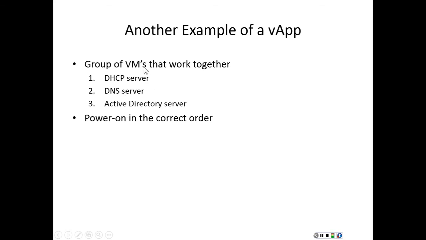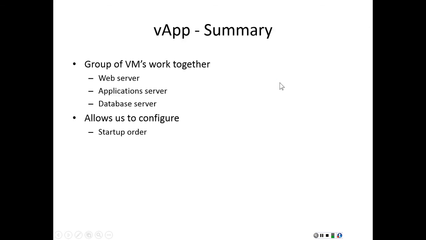Now these are virtual machines that work together, but these are not customer apps, these are infrastructure services, because Active Directory is not going to work without the domain name service server, and the DNS server is not going to work without a dynamic host configuration protocol server. So we set the startup order of DHCP server first, then DNS server, then Active Directory server. A VApp is a group of virtual machines that work together, and we can configure the startup order.